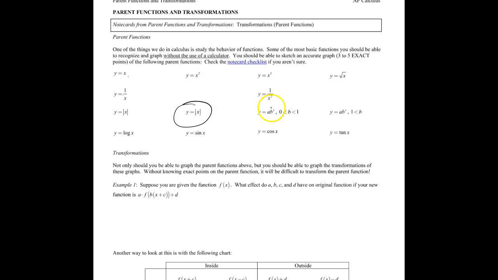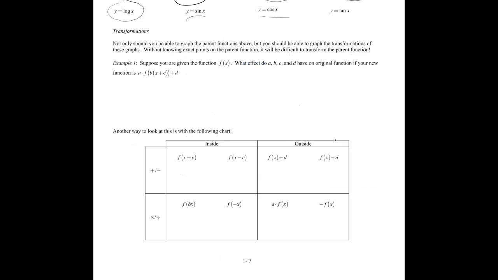Again, this was just an exponential. This is also just an exponential. Logarithms, which are just the inverses of exponentials. And then sine, cosine, and tangent, you all learned last year. Again, I would know at least 5 points on each of these graphs. If you don't, I would go back and look through those. Calculus does expect you to know those.